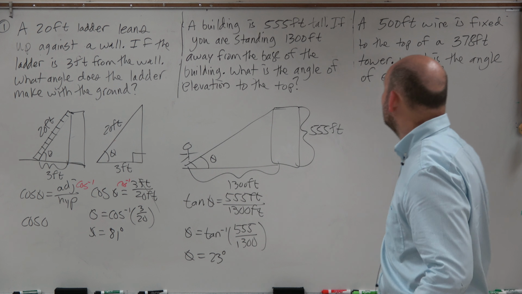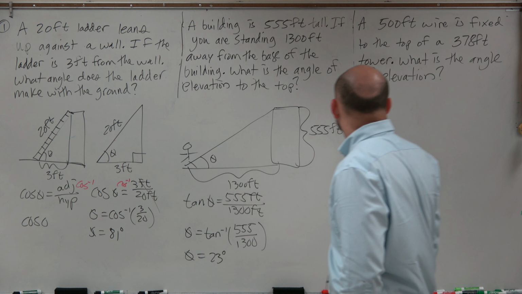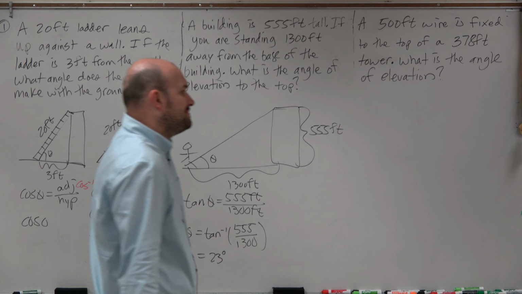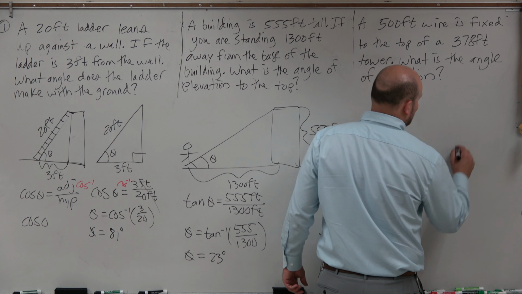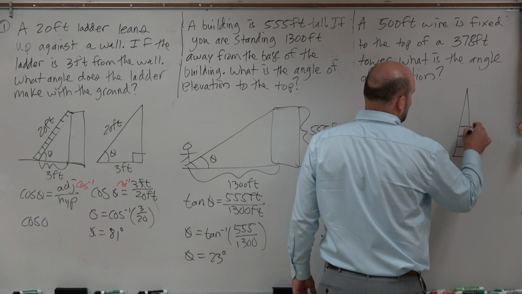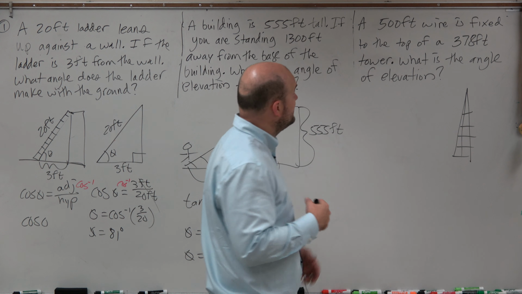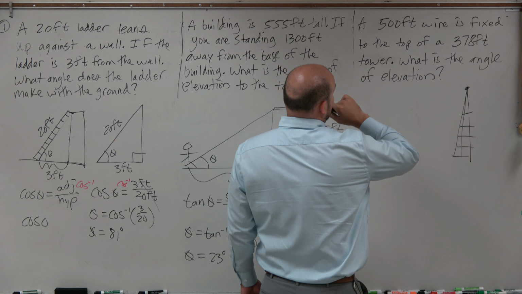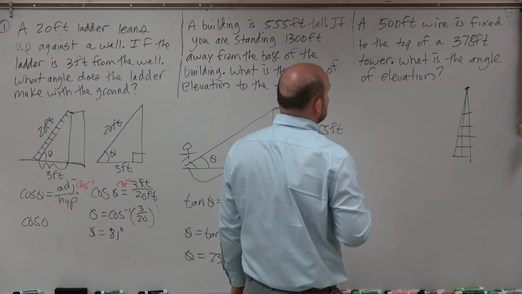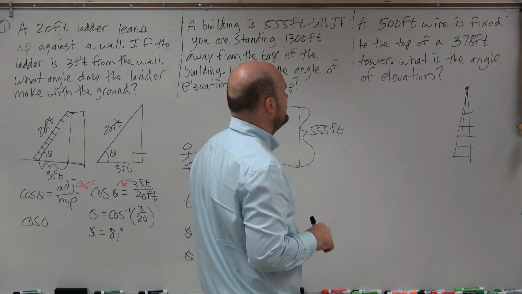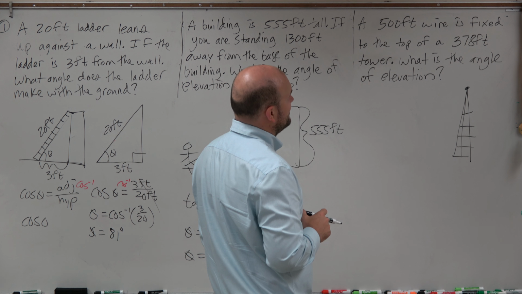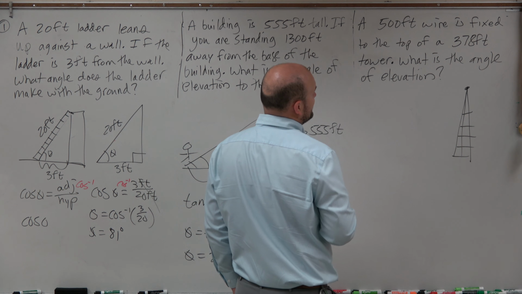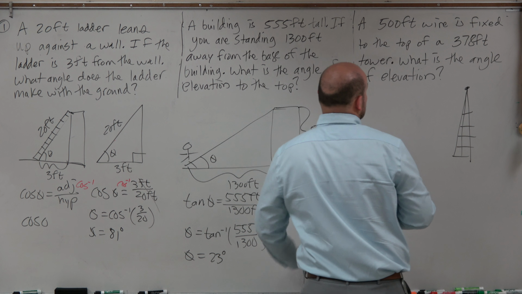In this last one here, we have a 500-foot wire fixed to the top of a 370-foot tower. What is the angle of elevation? So kind of the same thing. Again, the purpose, guys, is to create some kind of tower. Doesn't really matter what the tower looks like, but create some kind of tower. And then we have a 500-foot wire. I think I forgot to write in that it is fixed from the top of a 370-foot tower to the ground.